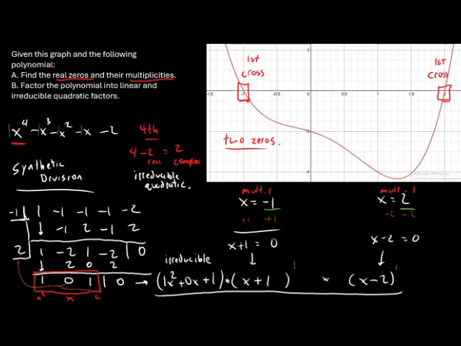This means our final answer will be y equals x squared plus 1 times x plus 1 times x minus 2. This will be our polynomial written as a product of linear factors and irreducible quadratic factors. And so by using synthetic division and our real zeros, we can deduce what the irreducible quadratic piece was.